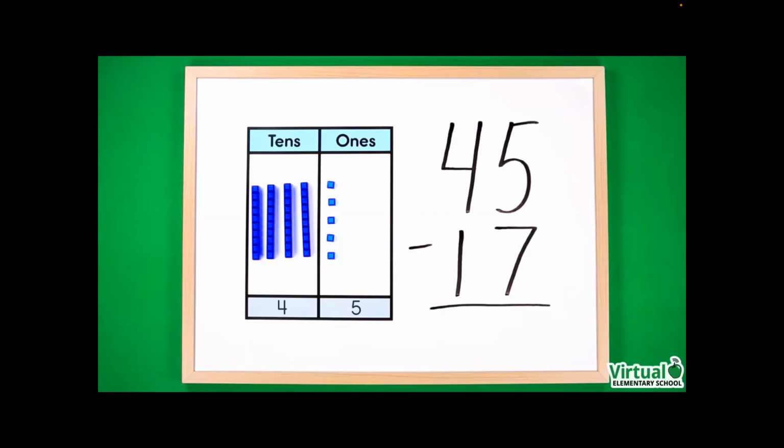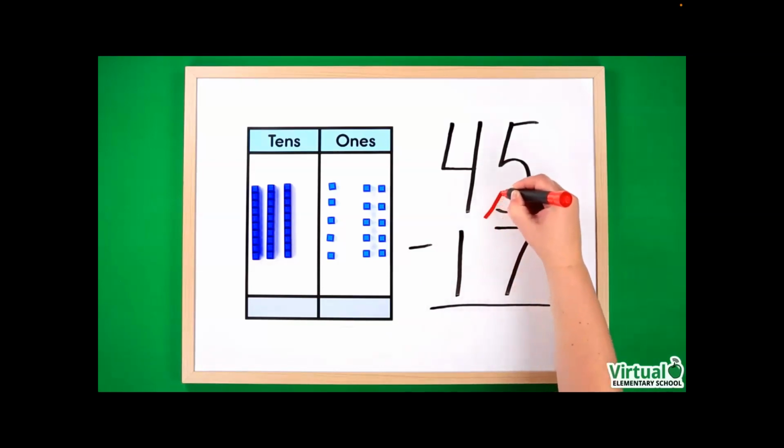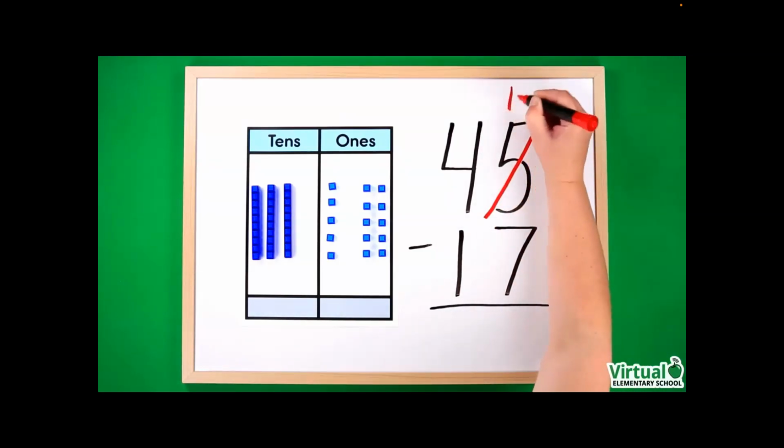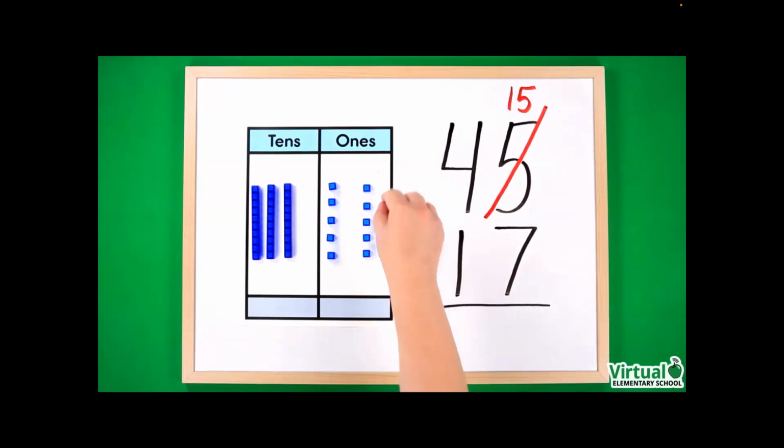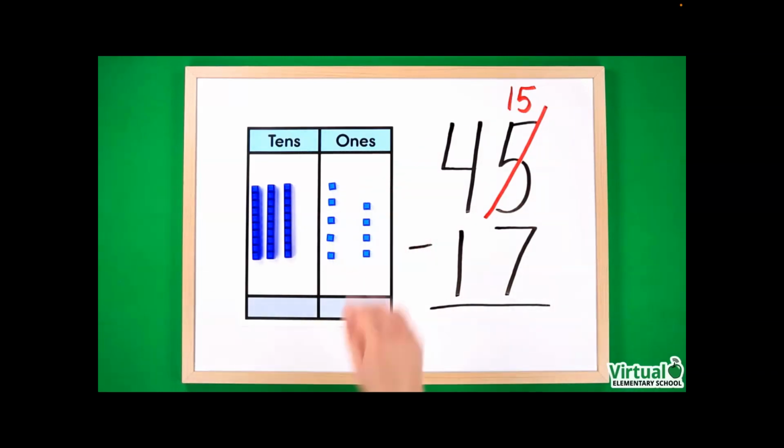Let's start by subtracting the ones. We need to take 7 away from 5. Uh-oh, there are only 5 blocks, so we can't take 7 blocks away. This means we will have to regroup to make a larger number in the ones place. To do this, we can take one of the rods and break it into 10 units. Now there are 15 units in the ones place. We have to change the 5 to 15. Now we can take 7 away from 15. There are 8 left. We write the number 8 in the ones place of the answer.